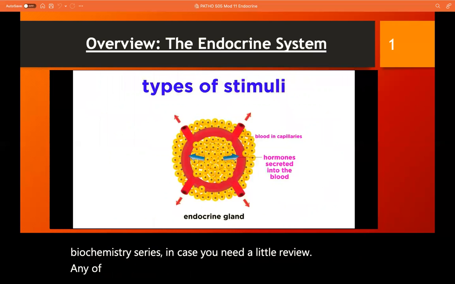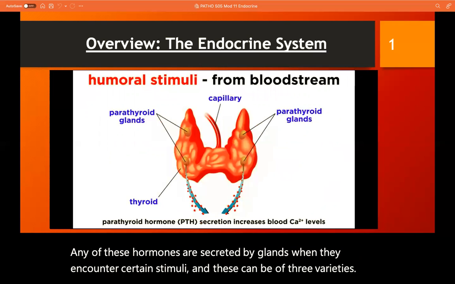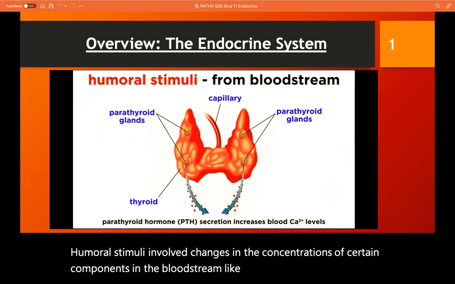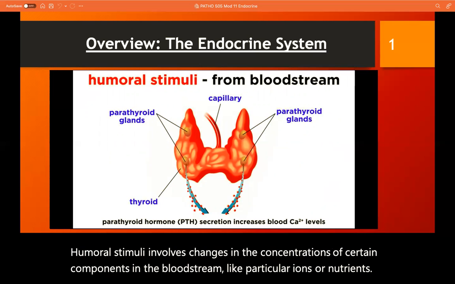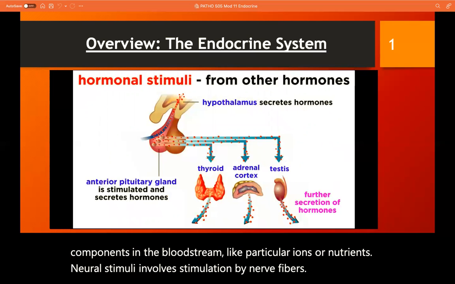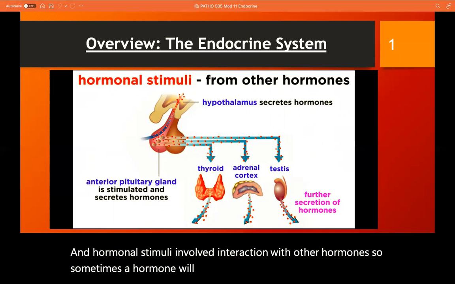Any of these hormones are secreted by glands when they encounter certain stimuli, and these can be of three varieties. Humoral stimuli involve changes in the concentrations of certain components in the bloodstream, like particular ions or nutrients. Neural stimuli involve stimulation by nerve fibers. And hormonal stimuli involve interaction with other hormones. So sometimes a hormone will interact with a gland, and as a result, the gland will secrete some other hormone.